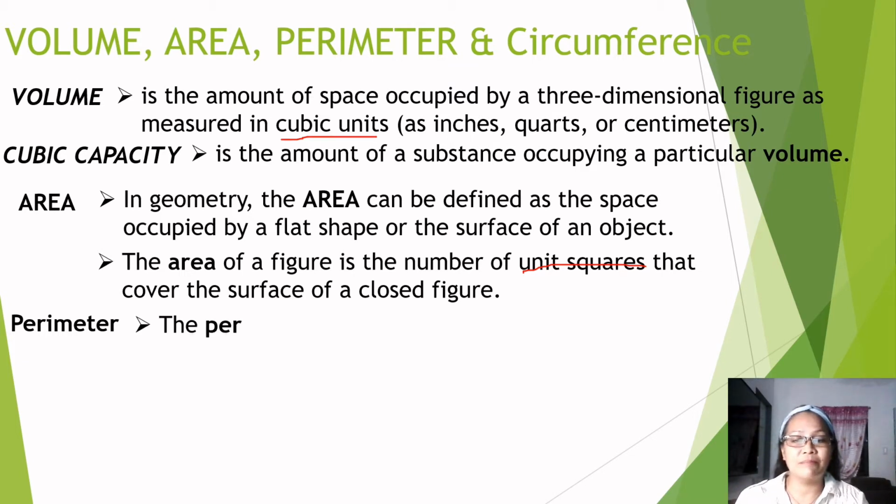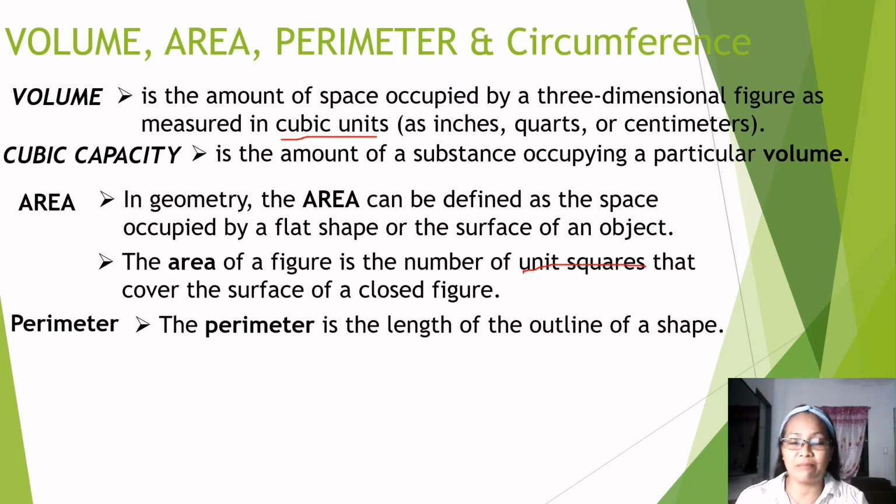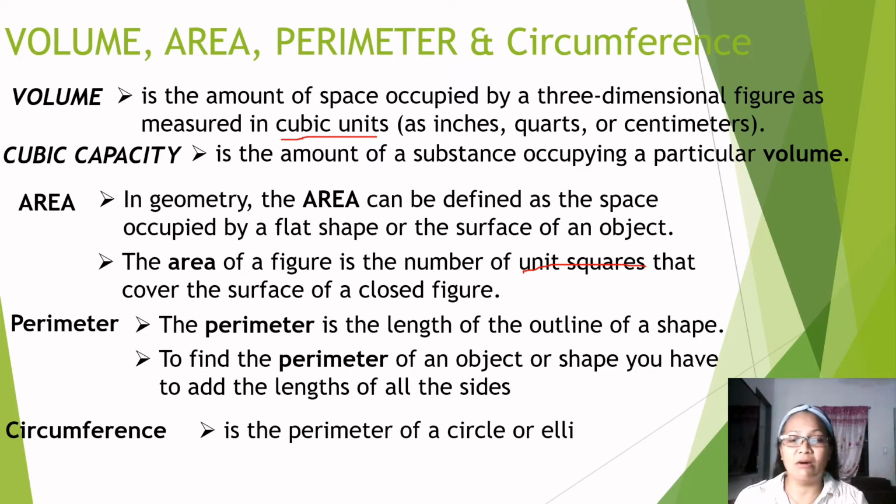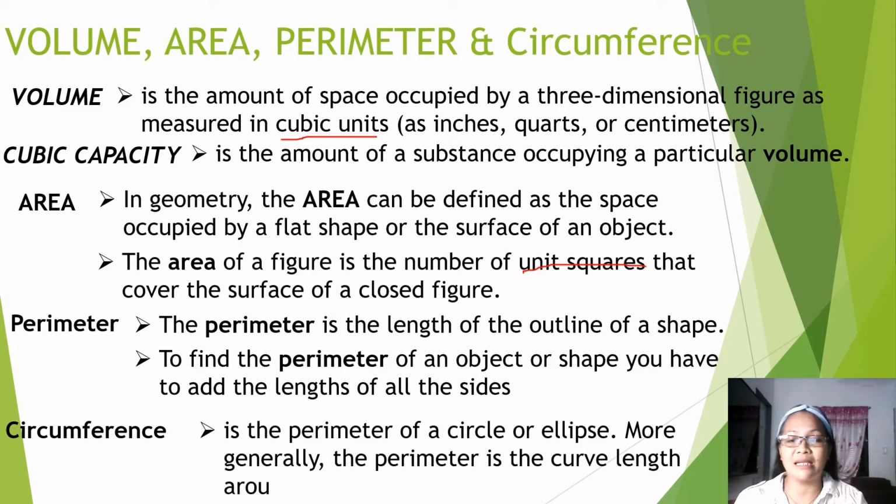Next is perimeter. The perimeter is the length of the outline of a shape, meaning to say the measurement around any shape. To find the perimeter of an object or shape, you have to add the lengths of all the sides. Circumference is the perimeter of a circle or ellipse. More generally, the perimeter is the curved length around any closed figure.